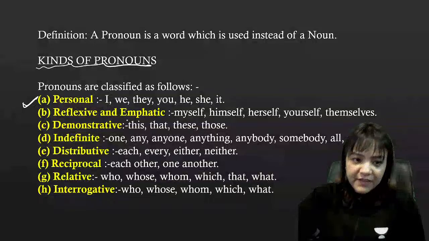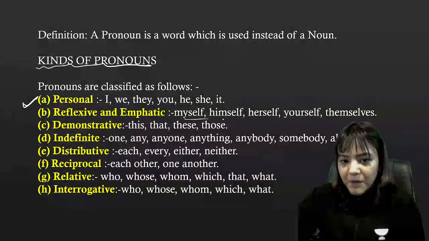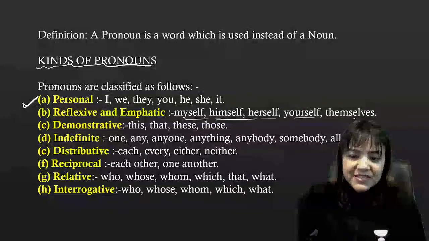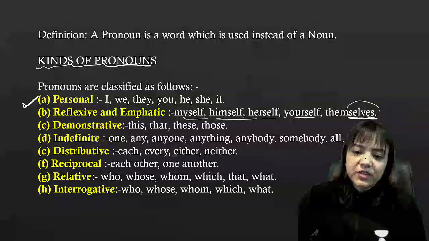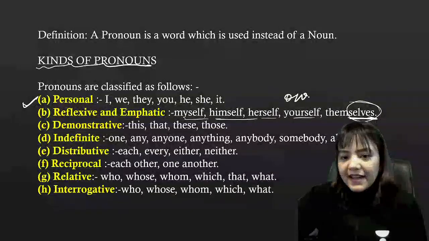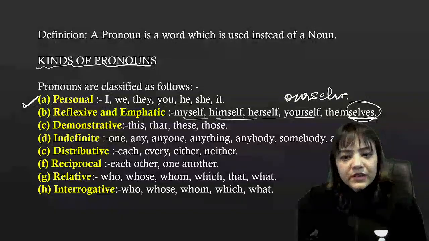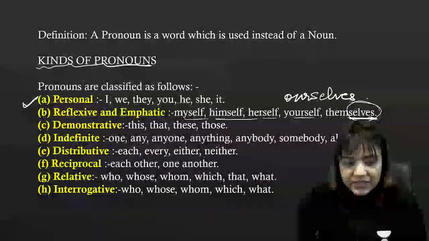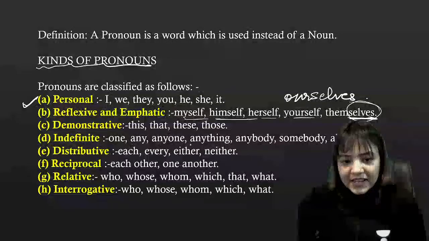And then we have reflexive and emphatic, which includes myself, herself, himself, yourself, and with them, themselves, okay, plural. And so it goes with ourselves as well, okay, ourselves. Then we have demonstrative: this, that, these, those. Indefinite: one, any, anyone.